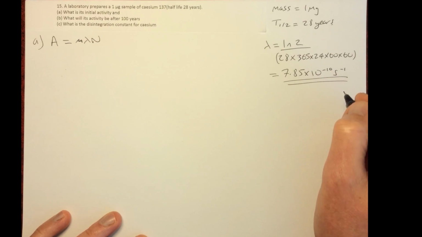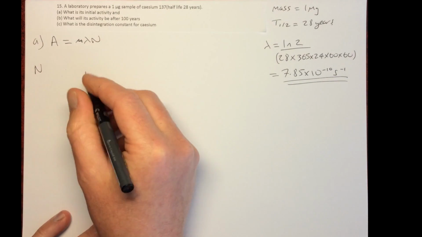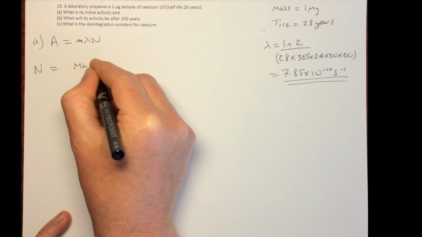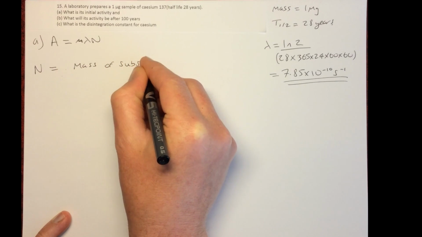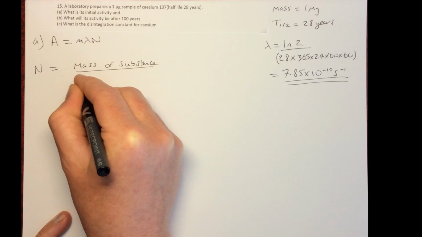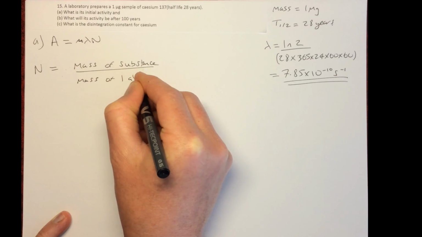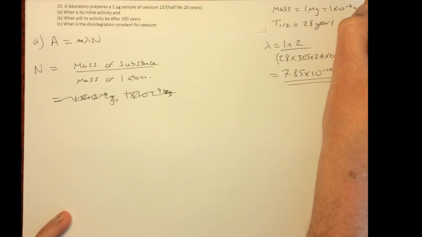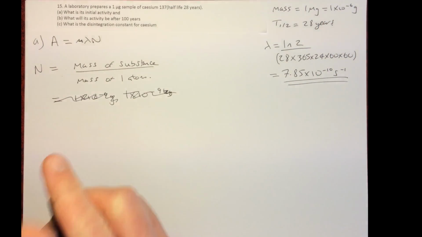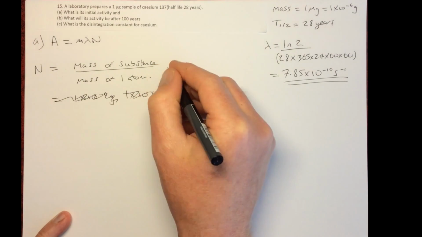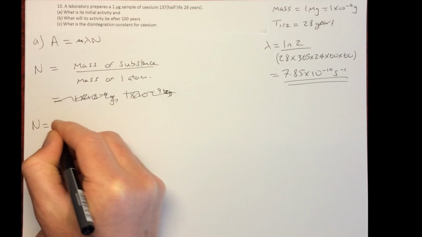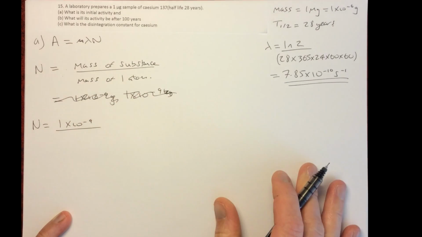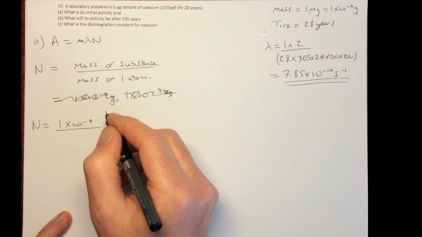Now the next thing is this. The number of atoms that we've got in this sample is equal to the mass of the substance, or mass of the sample, whatever you want to call it, divided by the mass of one atom. The mass of substance here is 1 times 10 to the minus 6 grams, but if you want to get that into kilograms, it's 1 times 10 to the minus 9. So the mass of the substance is 1 times 10 to the minus 9 kilograms, divided by the mass of one atom.